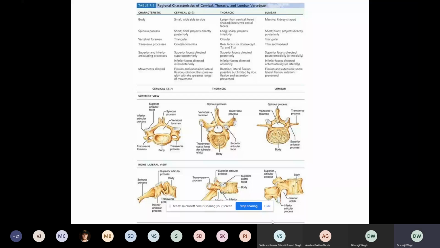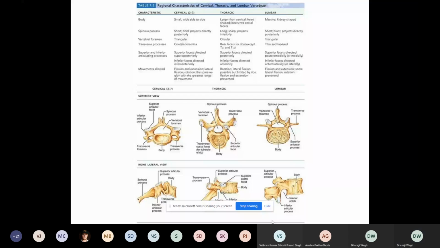Movements: the cervical vertebrae allow flexion and extension, lateral flexion, and rotation, being the spine region with the greater range of movement. In the thoracic vertebrae, the movements allowed are rotation, and lateral flexion is possible but limited by the ribs, while flexion and extension are prevented. In the lumbar, we can see flexion and extension, some lateral flexion, and rotation is prevented.